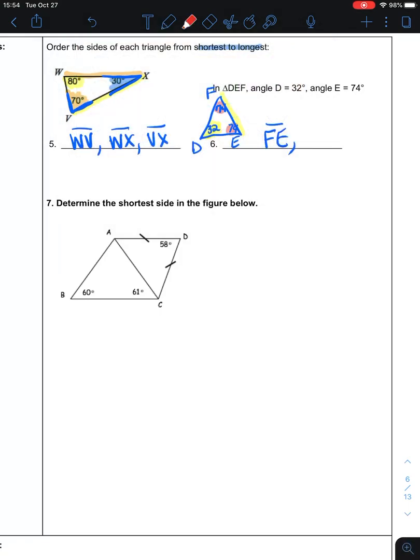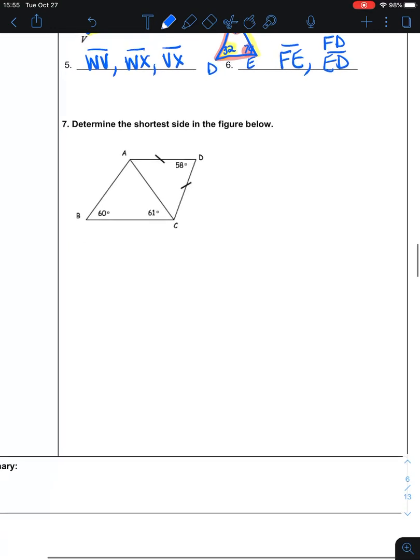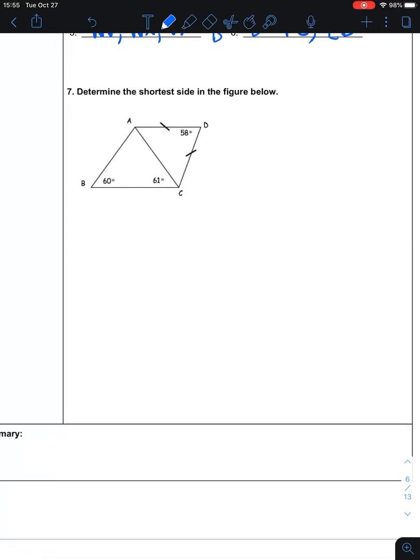Okay, then the problem is I have two angle measures that are the same, which means that the sides that are across from them are the same. And so there are actually two side lengths, so FD and ED are both the same length. And so together they are the longest sides because they're tied, because there are two angle measurements that are the same. Okay, so using that same idea, now let's take these triangles that are back to back.